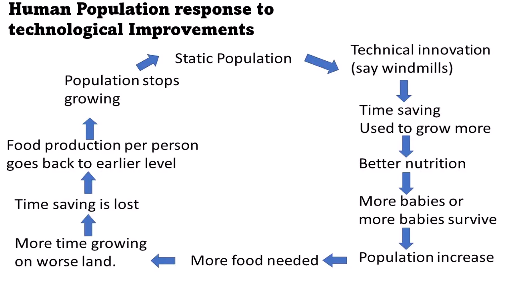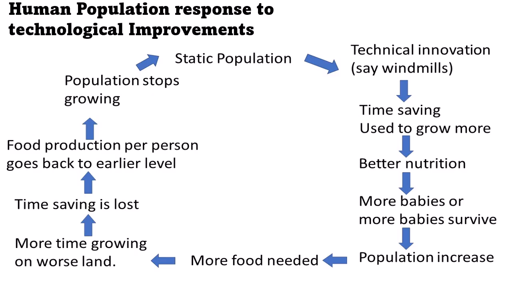So we have here a diagram of the human population response to technological improvements. We start at the top with the static population, and then moving to the right, we have a technical innovation. In this case, we're going to use the example of windmills. So we have the first windmills. Continuing, it saves time that can be used to grow more food. Because of more food, nutrition is better. Because nutrition is better, more babies survive. Because of these things, population increases.